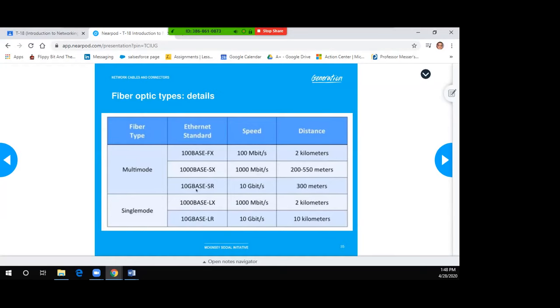While the other one that's an R, that's the 10 gigabit one. So SR, which is short haul, is 10 gigabits per second. And then long haul with the R is 10 gigabits per second. But it's long haul, so that means I can go 10 kilometers with it. Short haul, I can only go 300 meters.